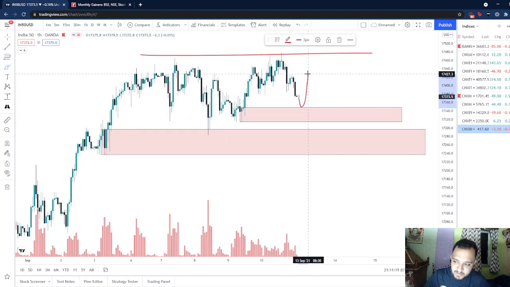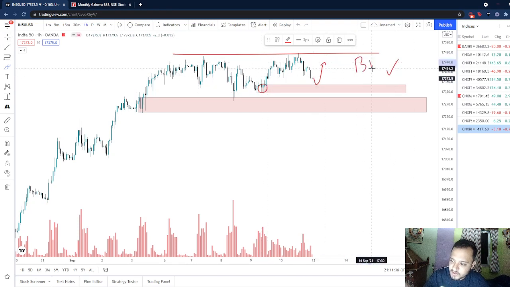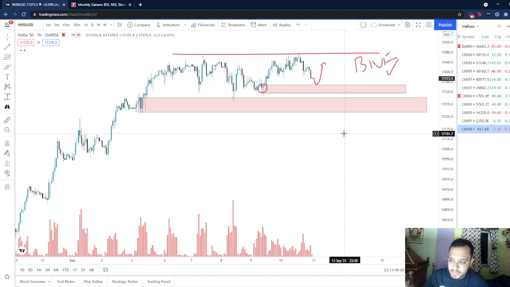You can just dip out and then go up. You don't expect a breakdown very easily because a lot of stocks are setting up for up moves. They're at a previous demand zone, so don't expect a breakdown very easily. Still look for longs in Nifty from this area of demand. Nifty is weaker, Bank Nifty is stronger. So look for Bank Nifty if you want to trade the indices. Don't look for Nifty.